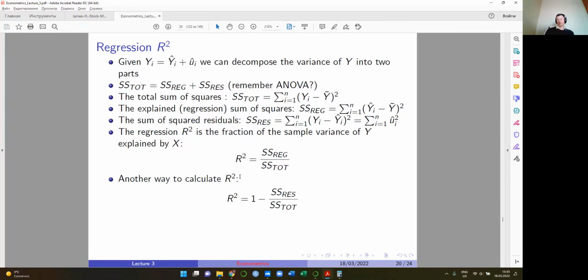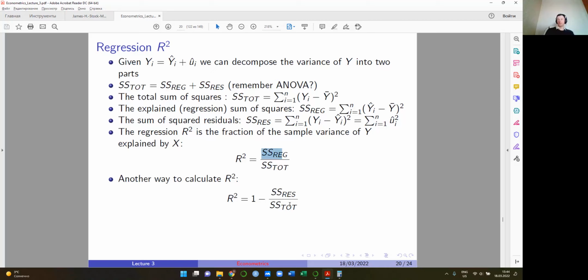Another way to calculate R squared: if this regression sum of squares is represented as the difference of total sum of squares and residual sum of squares, just imagine SSReg is SStot minus SSres, the residual sum of squares. Then we plug it here, divide the terms by SStotal, and then we will get 1 minus this number.